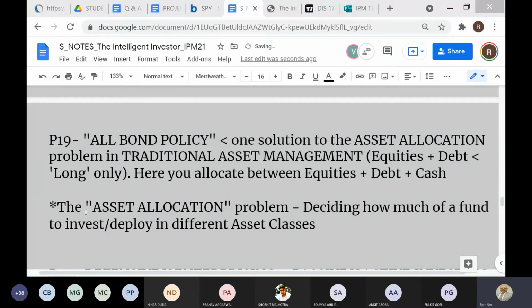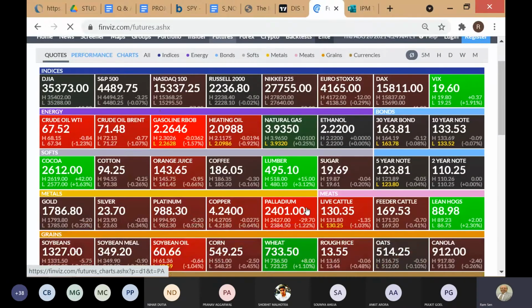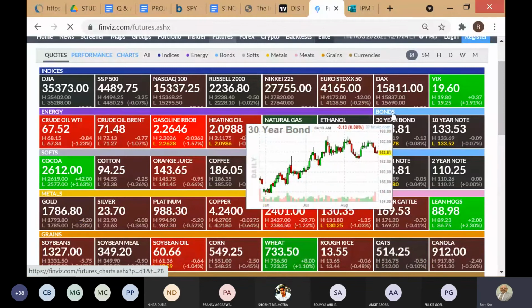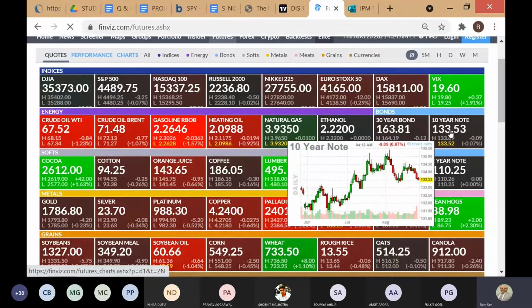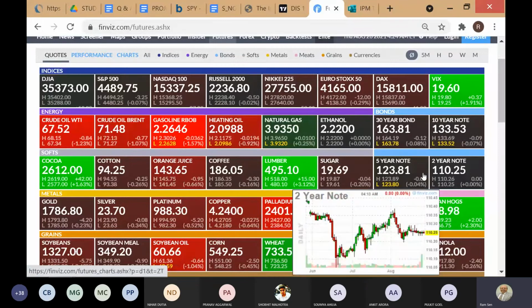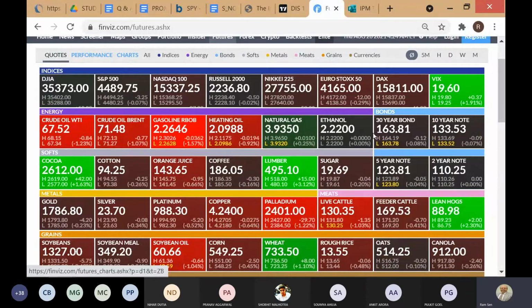So if you go back to your Finviz page on futures, which we have used to give you a sense of the asset classes, we come back here. You can see bonds. Maybe you can't read it much because it's a blue background. So here you see 30-year bonds, 10-year notes, and they haven't shown the bills here. You can also invest in treasury bills, which are less than or equal to 1 year. So you can see 2 years, 5 years, 10 years, 30 years, different maturities for bonds.